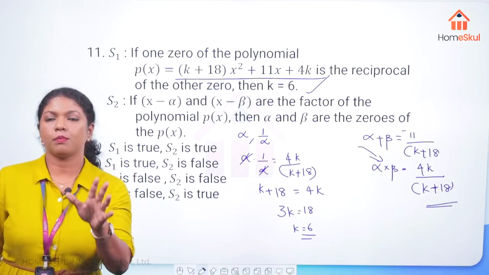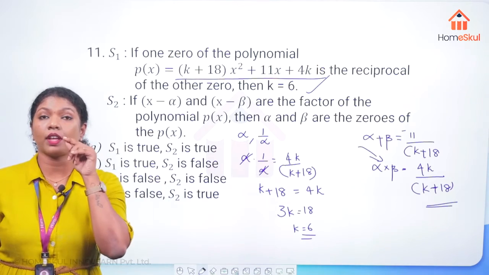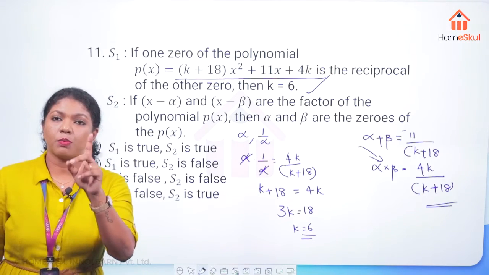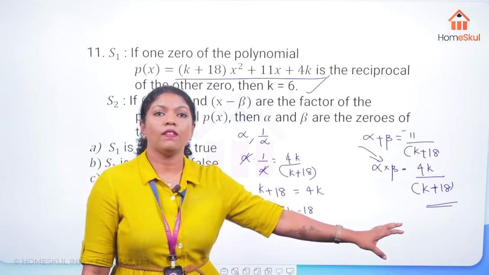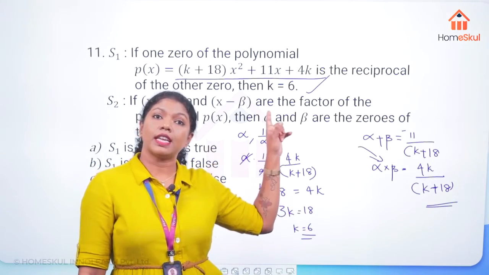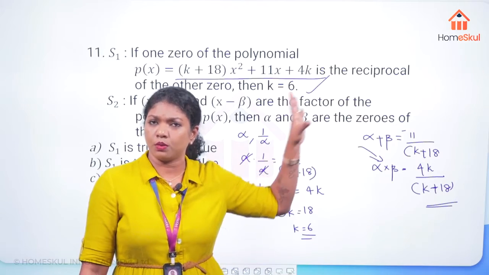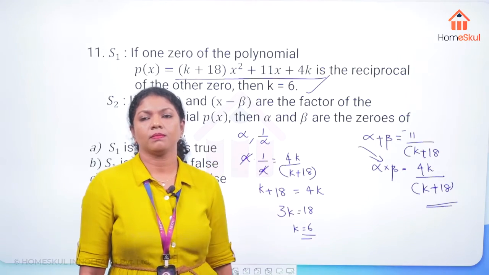One root is reciprocal of the other. So we can take the product. When you multiply with the reciprocal, you will get 1. That we know. And it is easy to solve and find the value of k, and we got it as 6. You don't even have to go to the sum of the roots. This is fine. Clear?